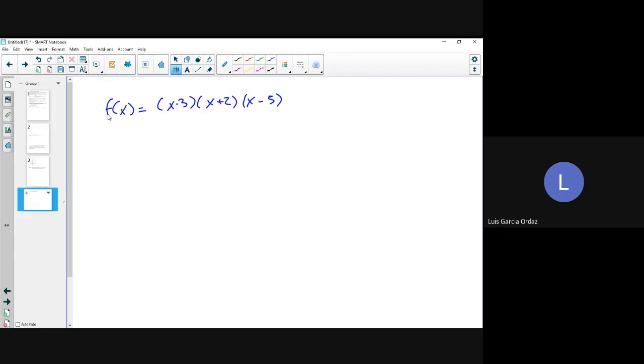So for this specific example, where would our zeros be located? X is equal to negative 2, 3, and 5. What's the degree? 3. Are the coefficients positive or negative? Positive. So if it's a positive odd degree polynomial, what quadrant is it going from, into? 3 to 1.